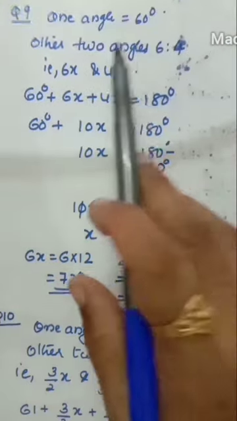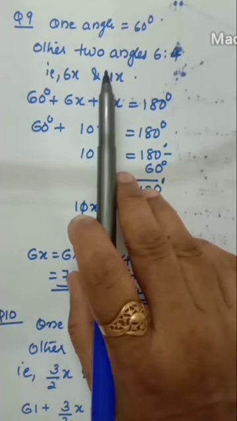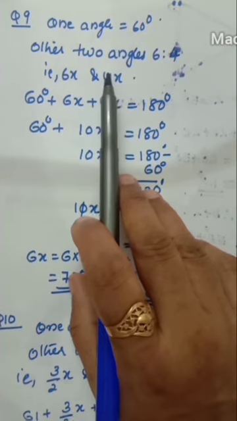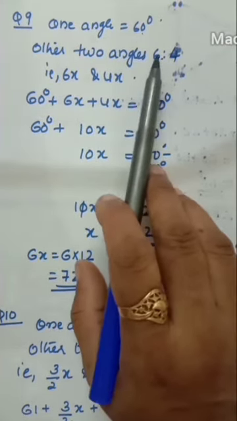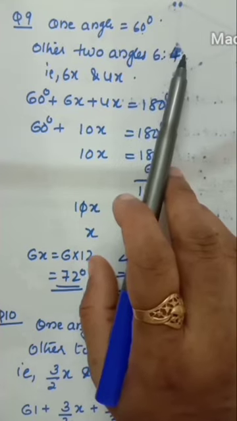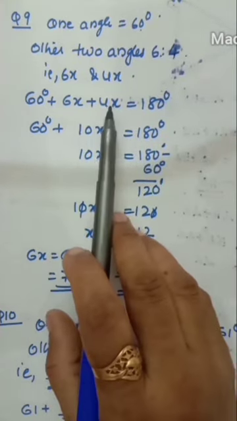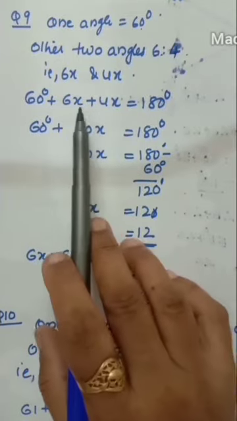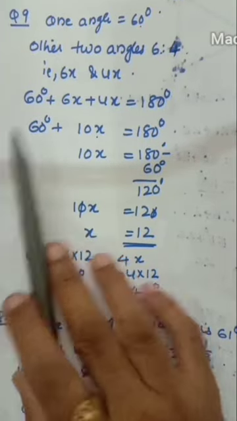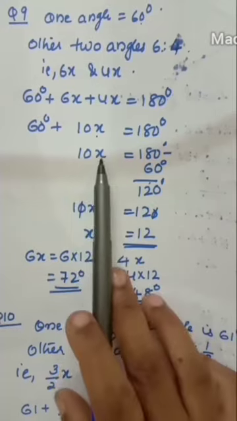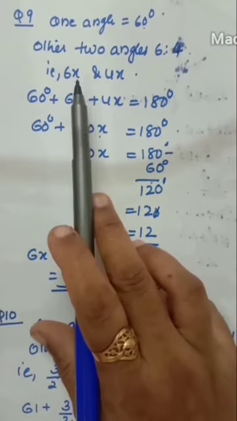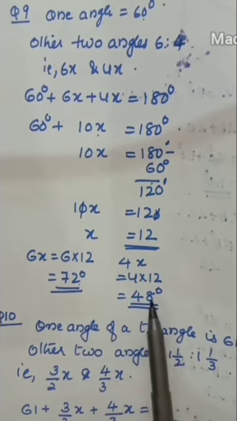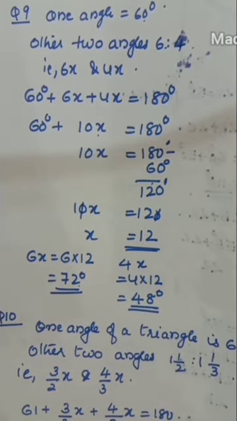Question number 9. One angle of a triangle is 60 degree. The other two angles are in the ratio 6:4. One angle is given as 60, the other two angles are in the ratio, then you take 6x and 4x as the angles. 6x and 4x and angle 60, add it. How many x? 10x. Take 60 to this side, minus 60. Cut off, you will get x equal to 12. After that you put the value of x here, you will get 72 and 48 degree.